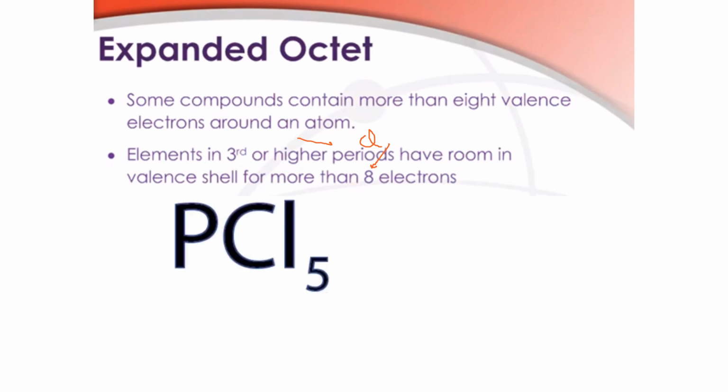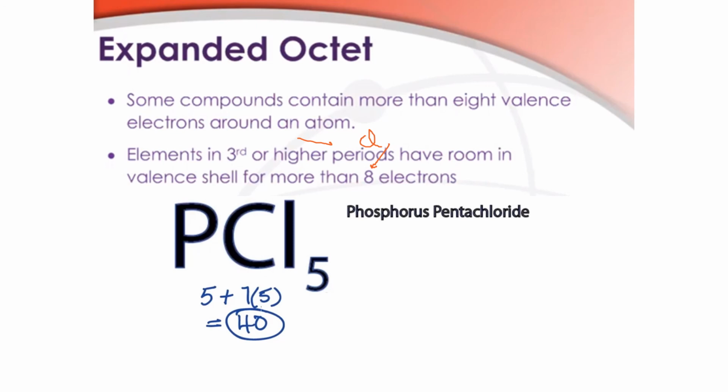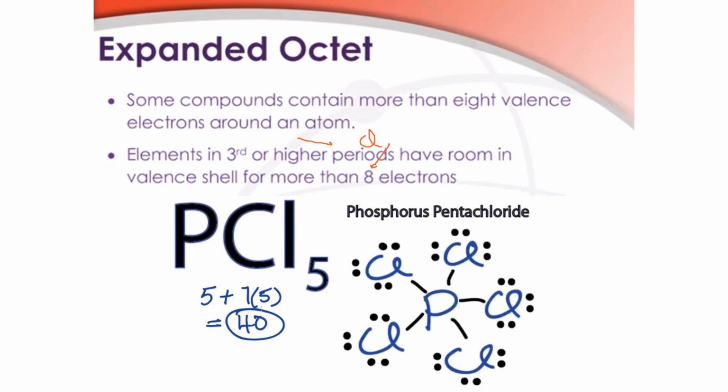So here's an example, PCl5. This is phosphorus pentachloride. So you do your quick little math there. We've got 5 electrons for phosphorus and 7 for chlorine times 5 gives us 40. And when we go to draw it, it looks a little something like that. We end up with single bonds. And so if you count it out here, we actually have 10 electrons around this phosphorus. And again, it has everything to do with the fact that we have a d orbital involved now. And so you can have more than 8 electrons around it. They're spreading out in the d.